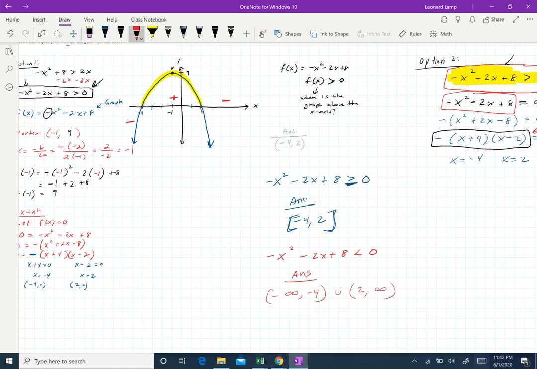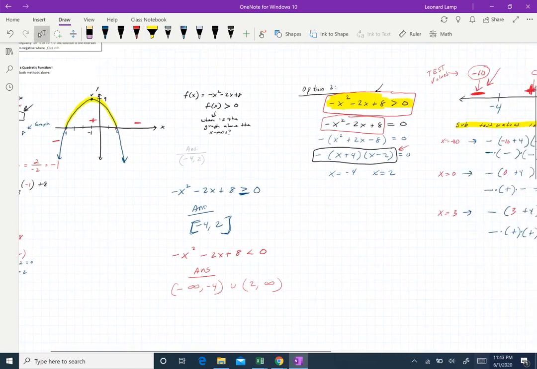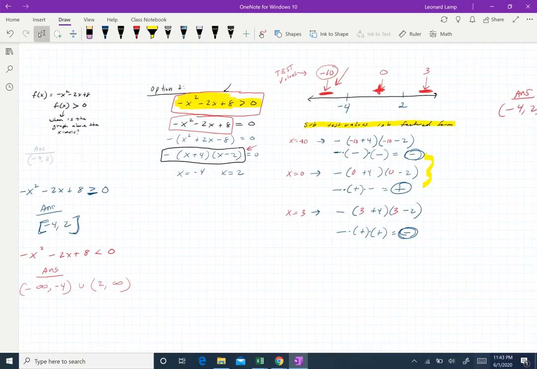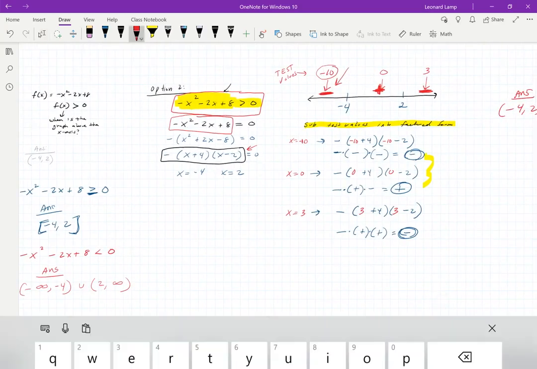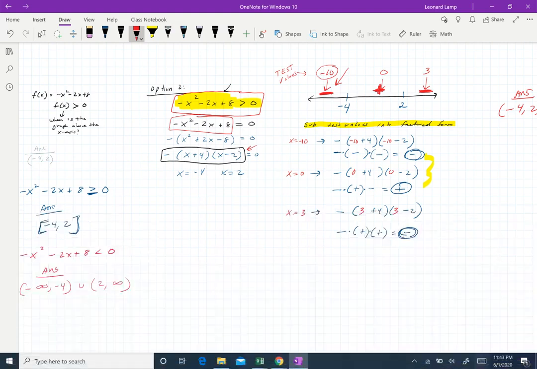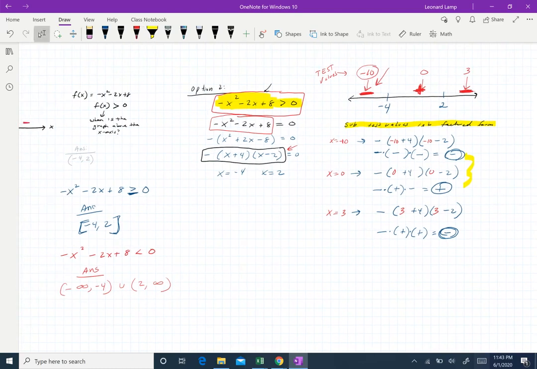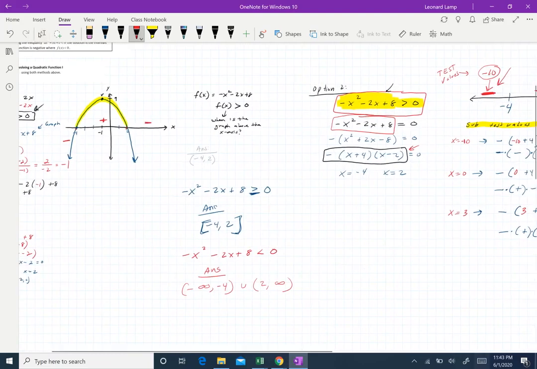Okay, and then option number 2, you'd be looking at the negative versions of those signs. So you have from negative infinity to negative 4, you have a minus sign, and from 2 to infinity, you have a negative sign. So you get the same answer.